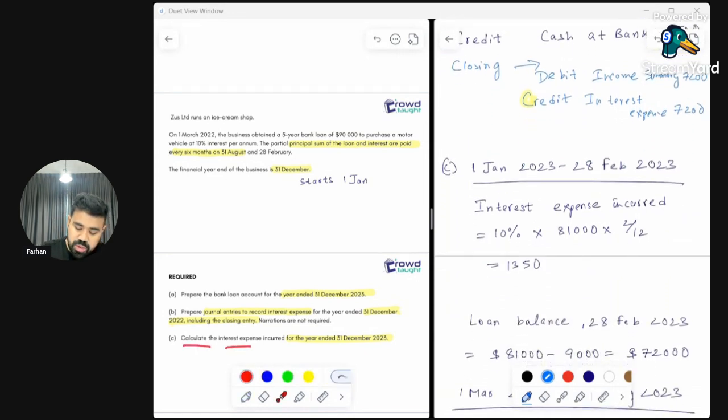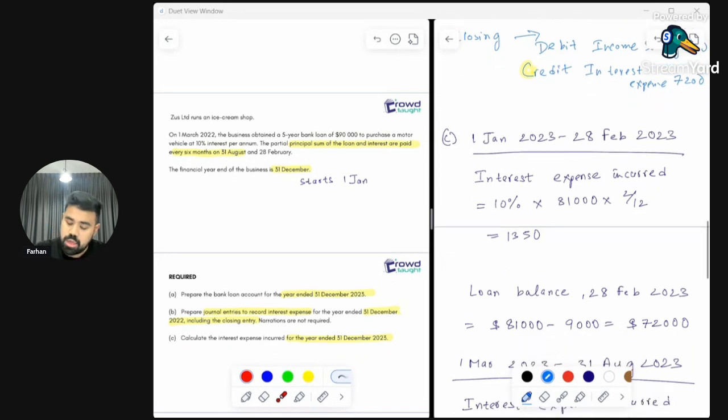Calculate the interest expense incurred for the year ended 31 December 2023. All right. So now we have moved into the most recent financial year, which starts on 1 Jan 2023 and ends on 31 December 2023. So let's see what's going on.